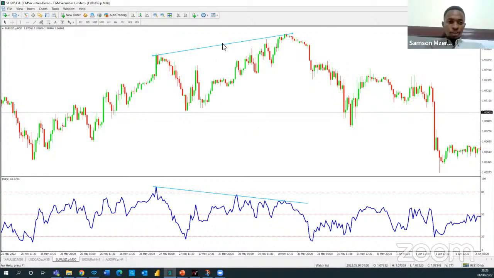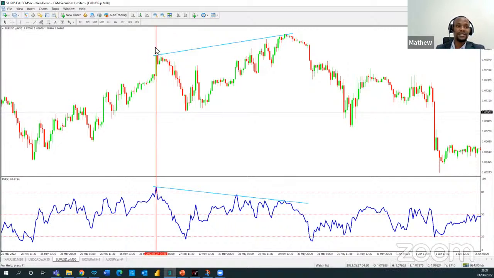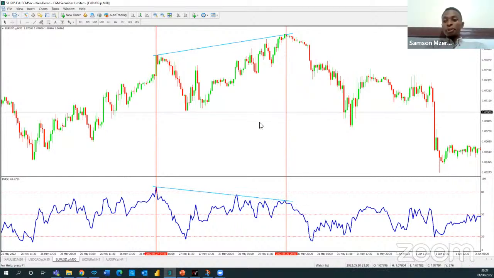This is Euro USD on 30 minutes. This one can occur on any time frame. The most important thing that we want to note is that the divergence needs to occur with the time aligned, between the peaks. The swing highs or lows of the indicator and the price need to align.